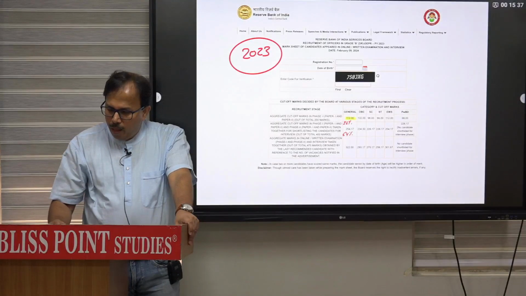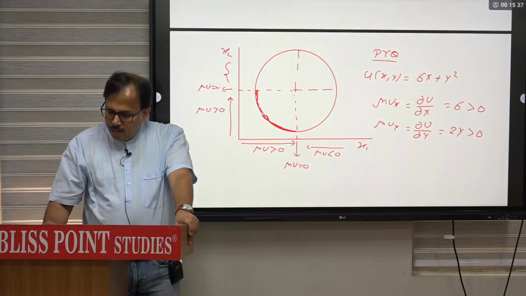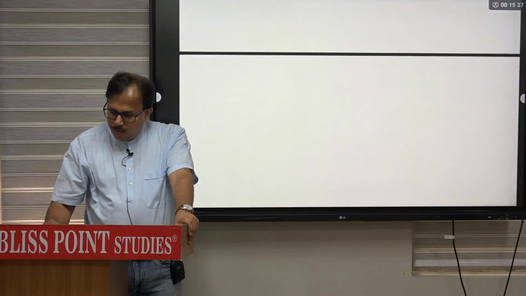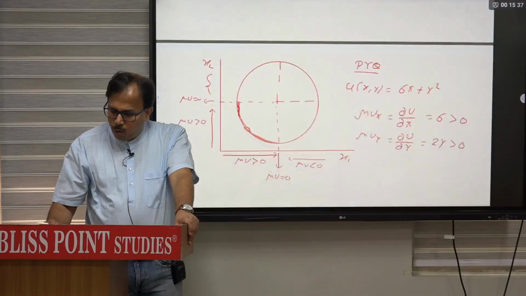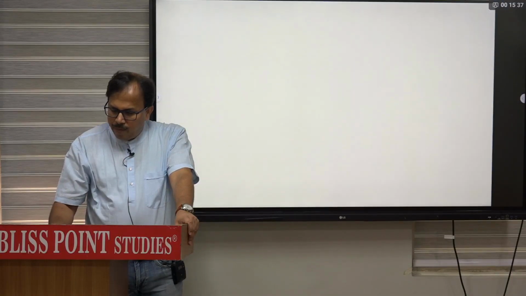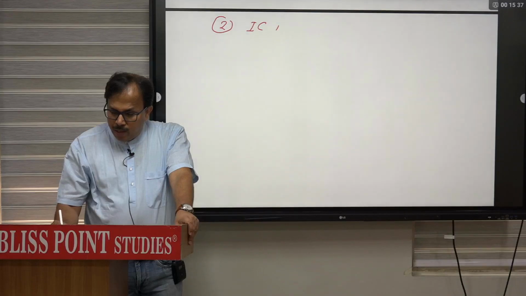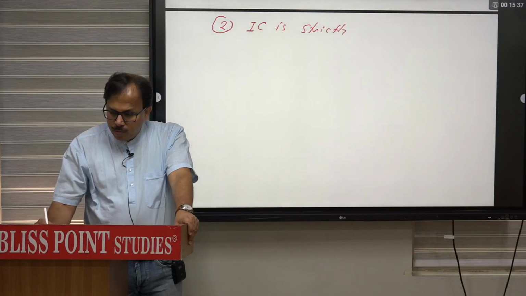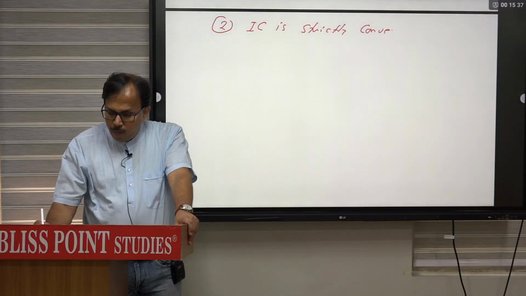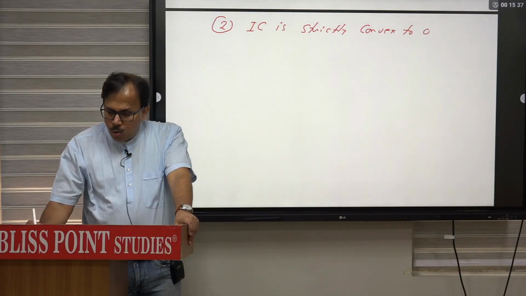Then second is, first assumption is monotonicity, indifference curve is negatively sloped, first property. Second property is: a well behaved indifference curve is strictly convex to origin.